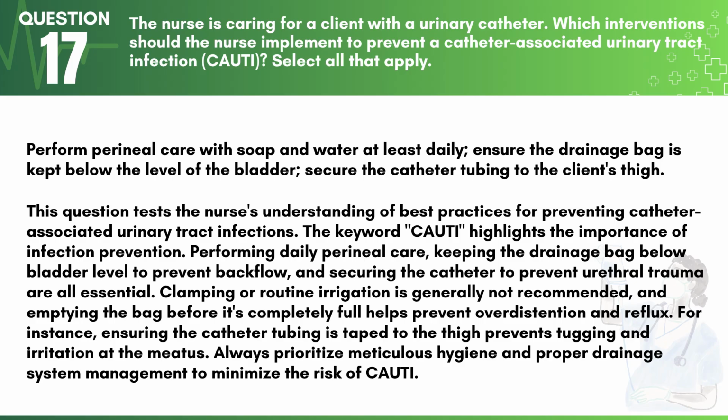Performing daily perineal care, keeping the drainage bag below bladder level to prevent backflow, and securing the catheter to prevent urethral trauma are all essential. Clamping or routine irrigation is generally not recommended, and emptying the bag before it's completely full helps prevent overdistension and reflux. For instance, ensuring the catheter tubing is taped to the thigh prevents tugging and irritation at the meatus. Always prioritize meticulous hygiene and proper drainage system management to minimize the risk of CAUTI.